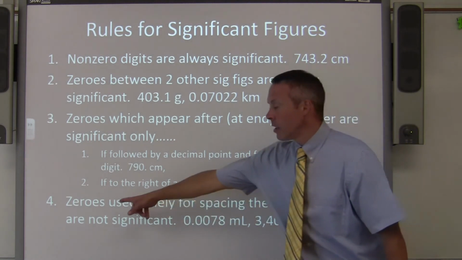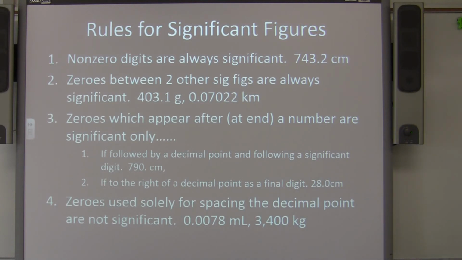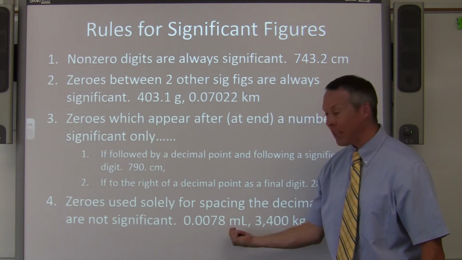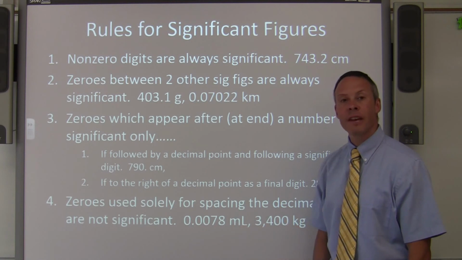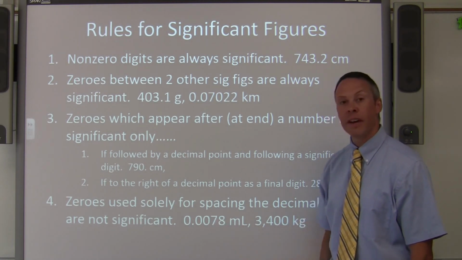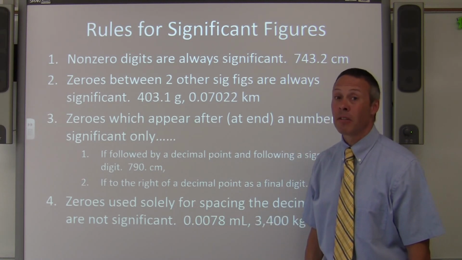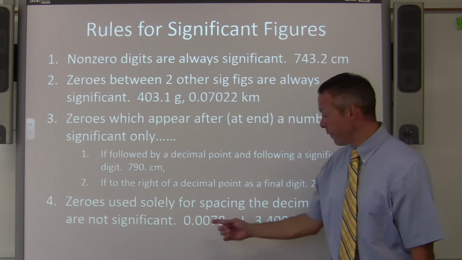And then the last rule, number 4, zeros that are used solely for spacing the decimal point, so all you're doing is to space something, placeholder, are never significant. So if you look at the 2 examples on the bottom, 0.0078 milliliters. That's a very small amount of fluid. If you're going to tell somebody that, you have to put those zeros in there to kick the 7 and the 8 way over. So they are not significant, they are just placeholders. This value has just 2 sig figs, the 7 and the 8. If you don't put those zeros in there, you have 78 milliliters, and 78 milliliters is a lot more than that value. So you're forced to put them in.